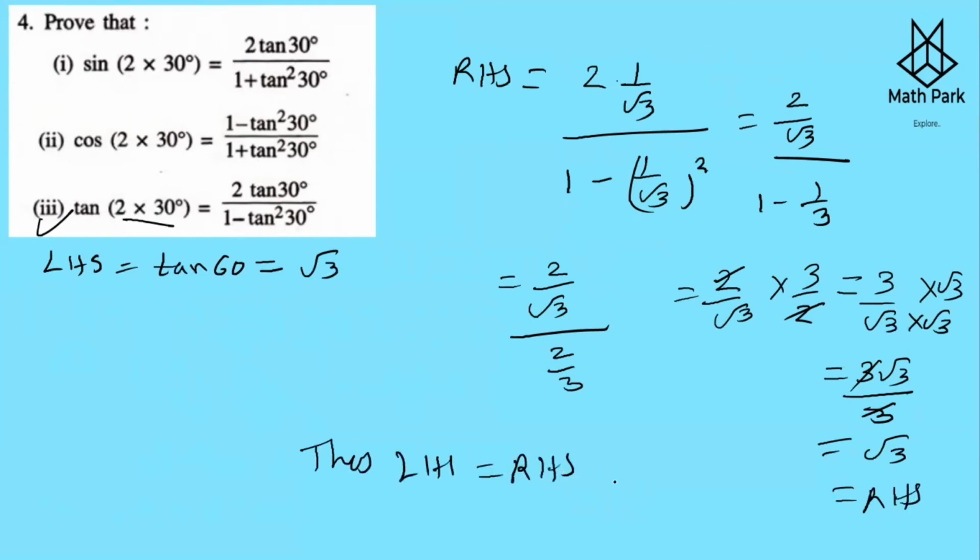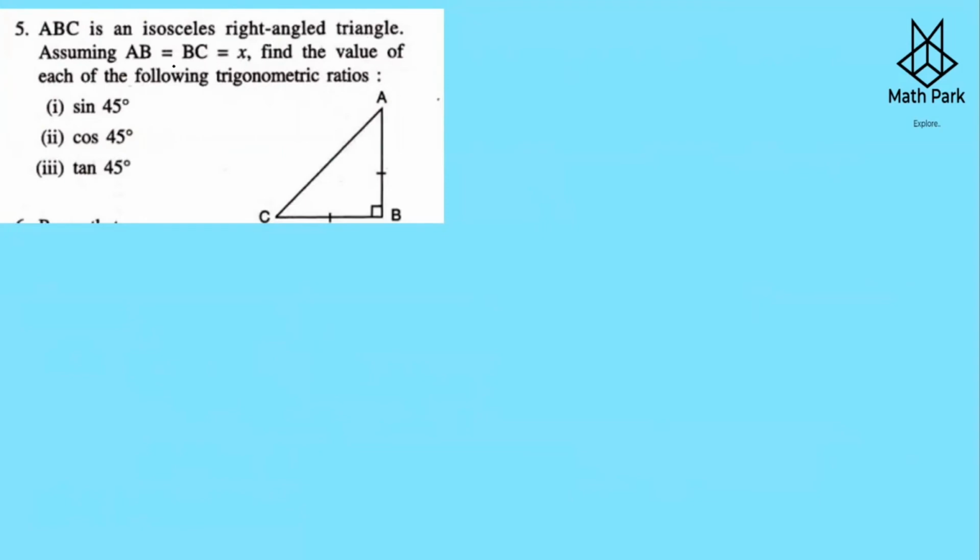Got it? So ABC is an isosceles right triangle, assuming AB is equal to BC is equal to x. Find the value of each of the following trigonometric ratios. So sine 45. Since it is an isosceles right triangle, angle B is going to be 90 degrees, so these two angles are equal. These two angles will be adding to 90 degrees, so both we get 45 and 45.